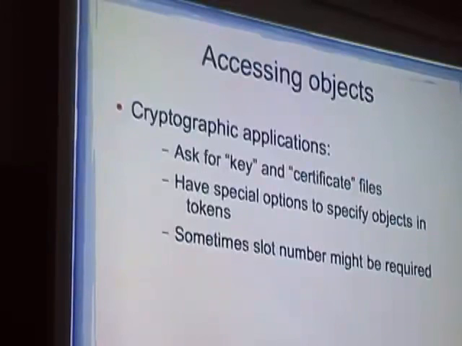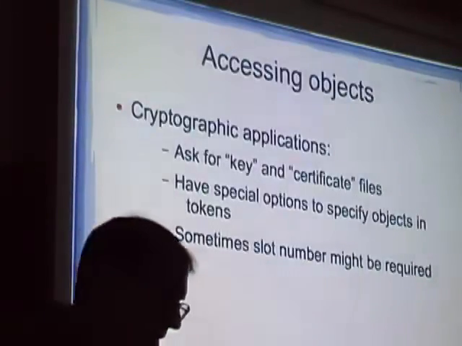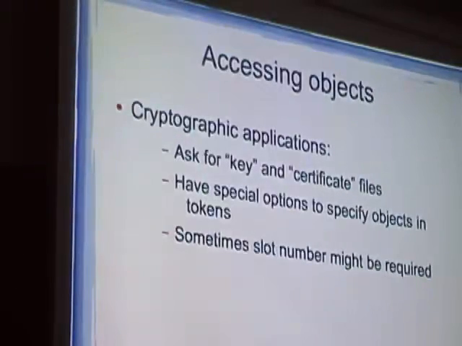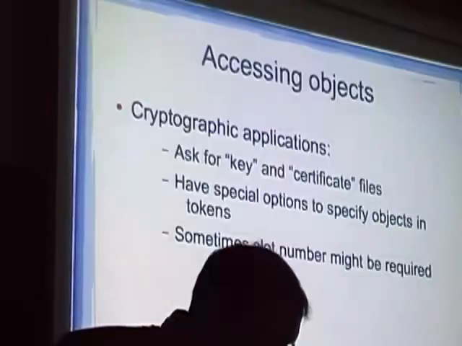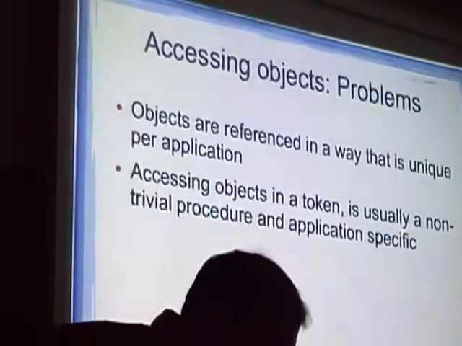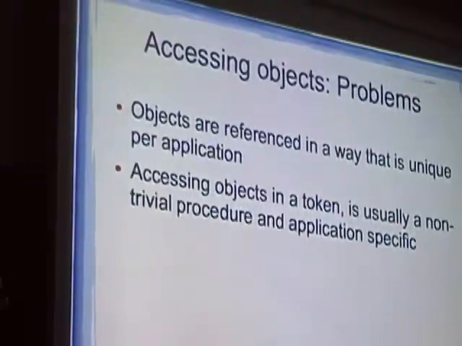I don't remember how it is in OpenSSL, but it's pretty hard in almost every program. And even worse, some programs require you to enter the slot number of the smart card. Let's say if you have a smart card reader that has many slots, it might require you to type the slot number, but you don't really care about that. So what are the problems? Objects are referenced in a way that is really unique per application. We don't like that. Why should I specify different options for OpenSSL, different for GnuTLS and different for any other library?